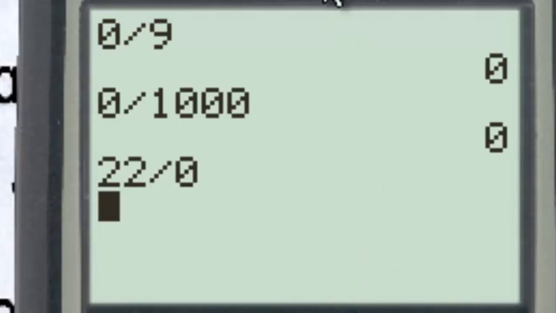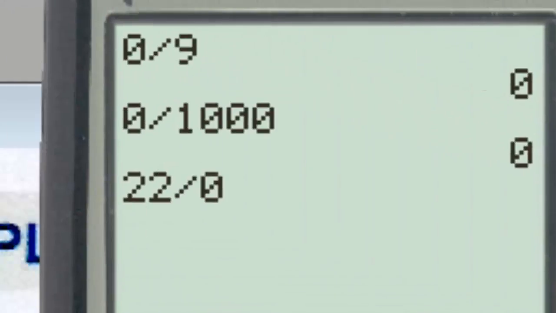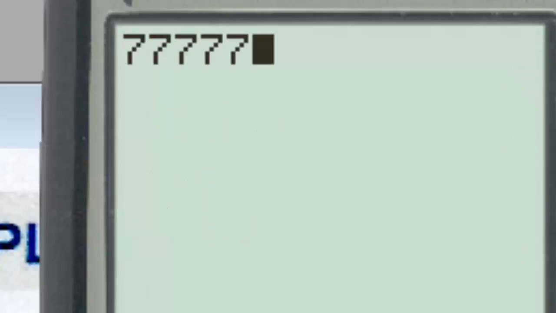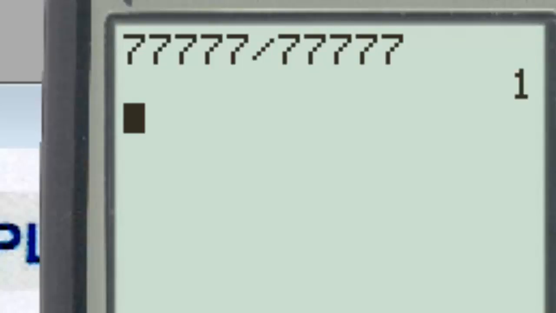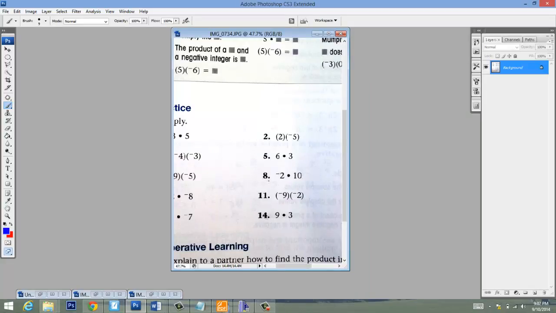And then any number divided by itself is 1. So if I do 88 divided by 88, it's going to give us 1. Let's clear it. If I do 7 five times, 77,777, and divide that by itself, it's going to give us 1. If you remember those rules, you should be able to solve them. As long as you have your handy dandy calculator, it's going to make your life much easier.